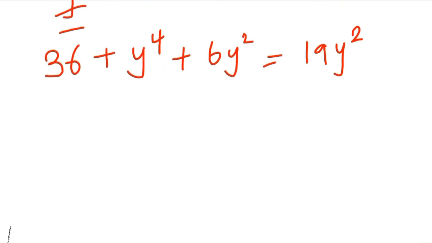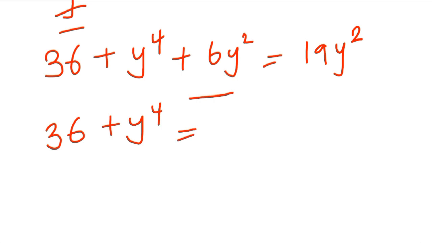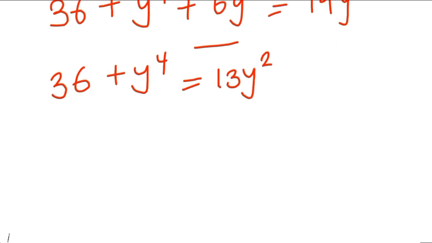Moving on to this equation, we are going to try getting rid of this 6y squared by adding negative y squared to both sides of the equation. So we get 36 plus y raised to the power of 4 is equal to 13y squared. Now, the way we can solve for y is to factorize. So how do we factorize? We are going to try equating our equation to 0. So how do we do this?